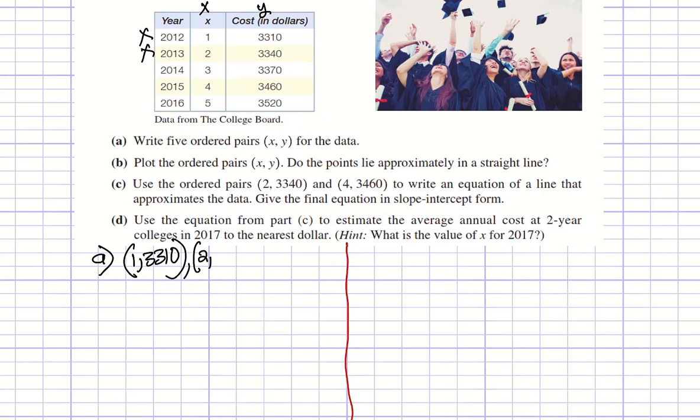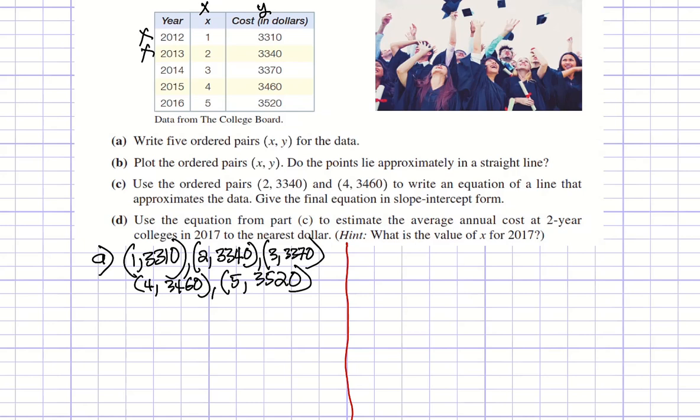When we get to statistics, we're going to explain why, that kind of stuff in more detail. 2 is 3,340. And then the next ordered pair is 3, and then you have 3,370. The next one is 4, you have 3,460, and the next one is 5, you have 3,520. Those are the ordered pairs they want for the first part.